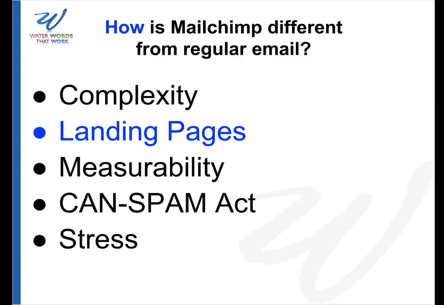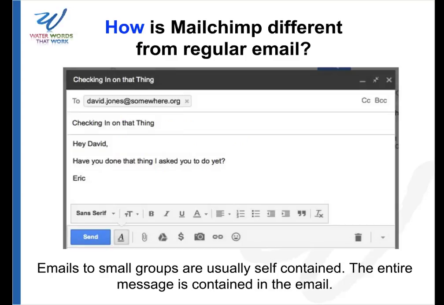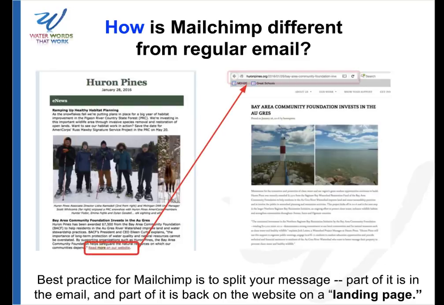Landing pages. When you're sending an email out of Mailchimp, you should pair that email with a landing page. And this is different from emails to individuals and small groups. When you're writing an email to one person, the entire message is usually contained in that one email. But when you're sending out of Mailchimp, the best practice is to split your message. You put part of your message in the email, and you put part of it back on your website. And that part of it back on the website, that's called the landing page.